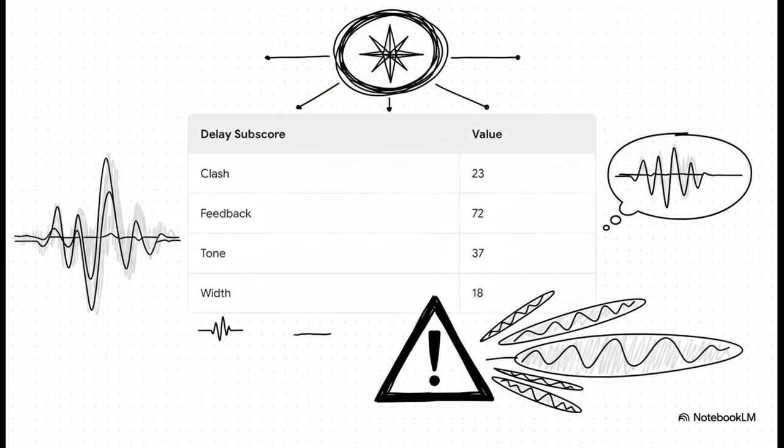That main score is made up of these 4 subscores. Clash tells you if the delay is interfering with the original sound. Width checks out the stereo spread, and those are both pretty low. That's great. But then, look at feedback, a score of 72. Whoa! That's the AI basically screaming at you, hey, your delay repeats are set way too high. They're probably going to build up and make a mess. Now that is some seriously specific feedback.